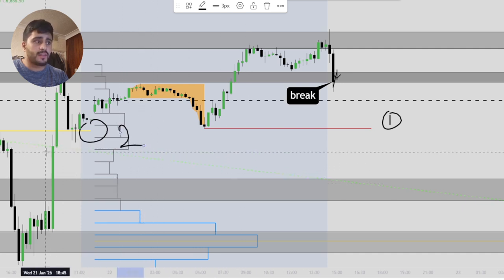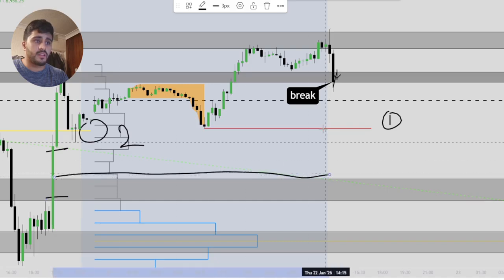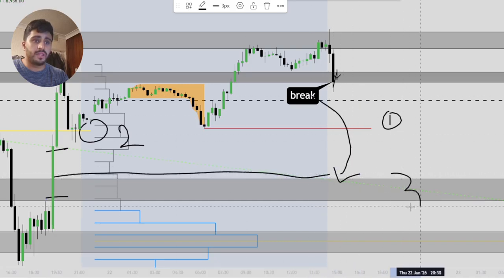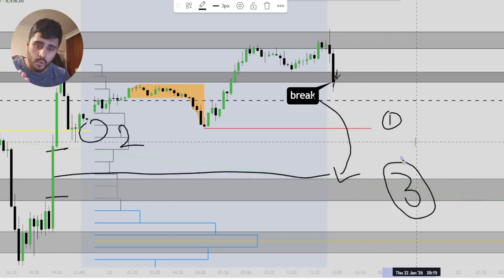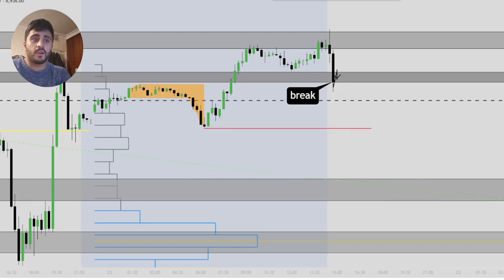And ultimately, we had this huge fair value gap from Wednesday. So this would be my third target down at this level. So we had three targets to go short. And so having said that, the trade was completely valid and it didn't work out. So that's an example of a valid loss, or for me, a valid partial loss, right?